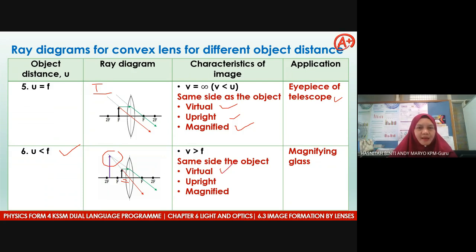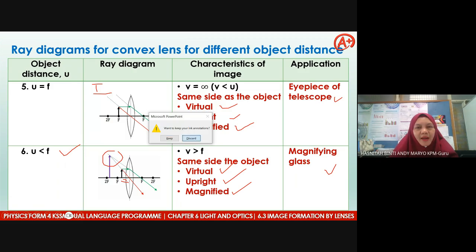Okay, and it is upright, and the size, you can see the image is larger compared to the object. So the image is said to be magnified. So where do we apply this? When we are using a magnifying glass. Did you notice when you use a magnifying glass, the object is placed very close to the lens? So object distance is less than F, and you will see the image is magnified a few times compared to the actual object.